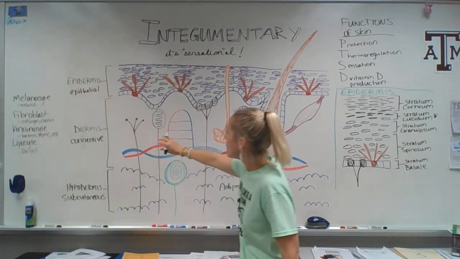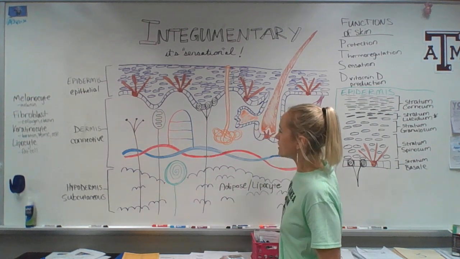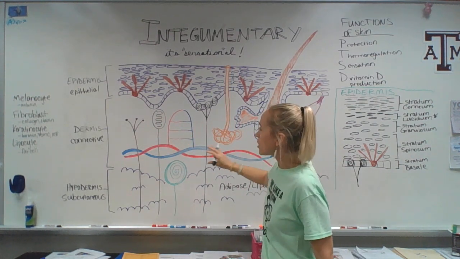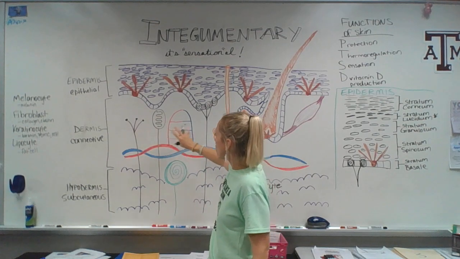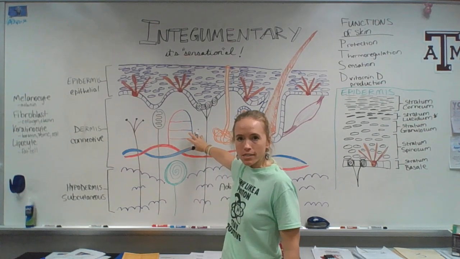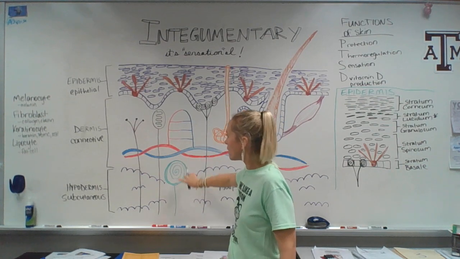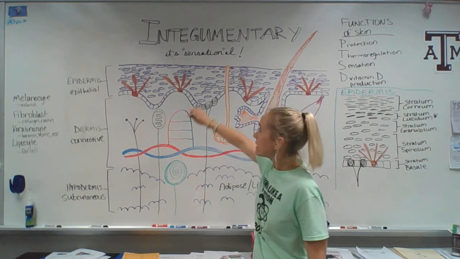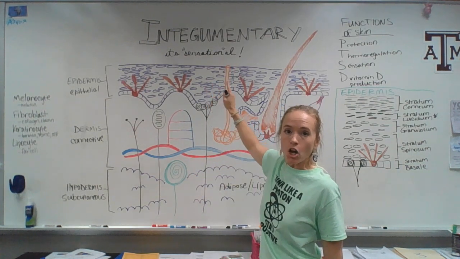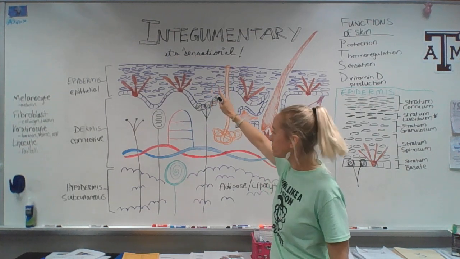The dermis is going to be made up of most of the structures that sense touch. It's also going to be our vascular layer, which means it has a blood supply. The hypodermis and the dermis both have a blood supply. The epidermis does not, so it's called avascular.